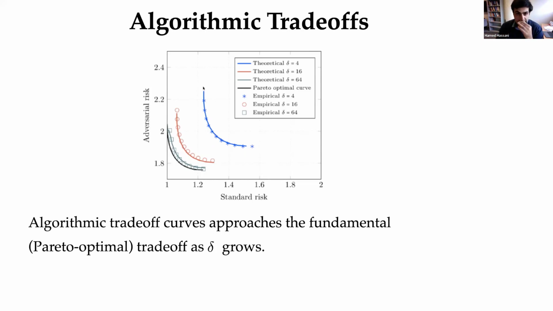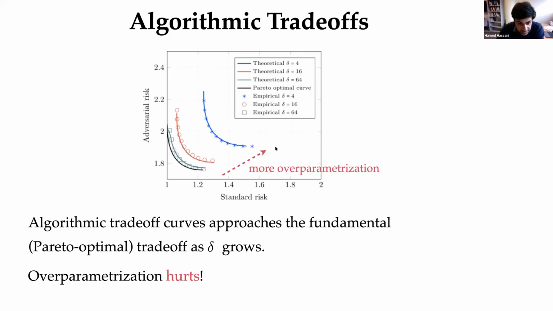Also, we are seeing that if the problem is over-parameterized, meaning that you have more parameters than the number of training data points, the trade-off curve gets further and further away from the optimal trade-off. So this means that more over-parameterization for this problem is hurting. It's hurting even the standard accuracy and the adversarial accuracy. So for these kinds of adversarial problems, over-parameterization actually hurts the performance, the robustness, and also the trade-off between robustness and accuracy. Now, why is this important?